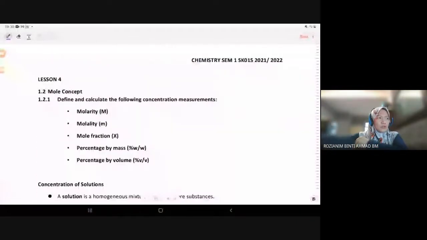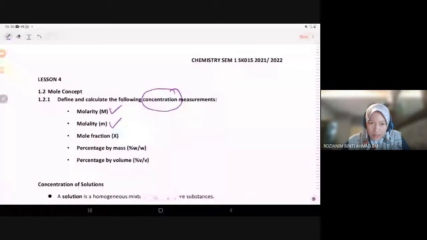Okay, so dalam mole concept, satu lagi kita akan kira tentang concentration. Okay, in the concentration, what should you do? Okay, so we try to identify the concept of a molarity, mole fraction, percentage by mass, and percentage by volume. So remember my statement. You must remember all the definitions for the 5 measurements of this concentration of the solution.